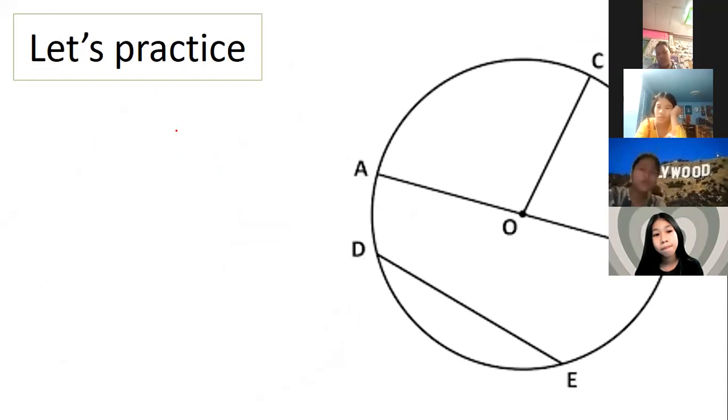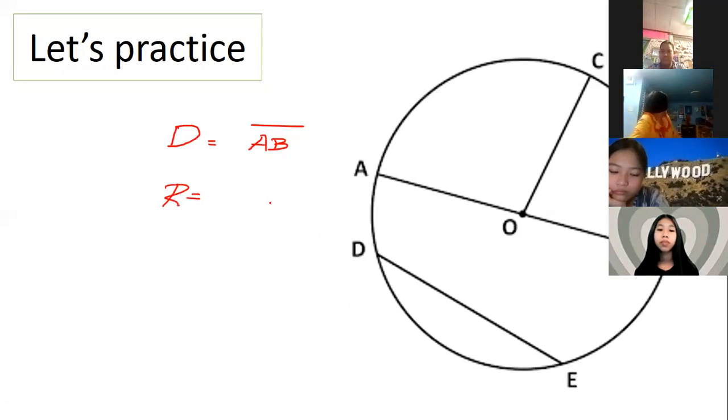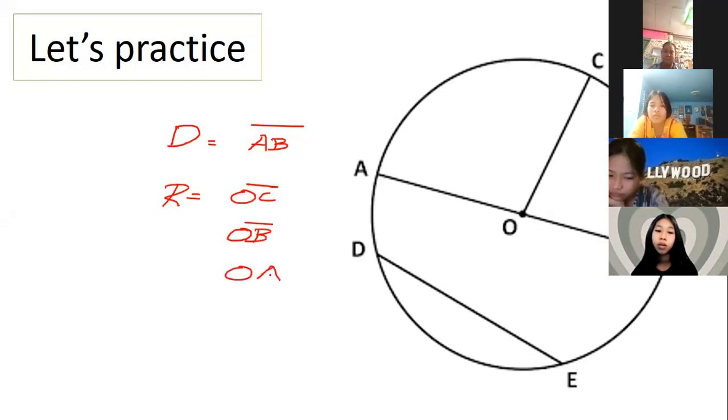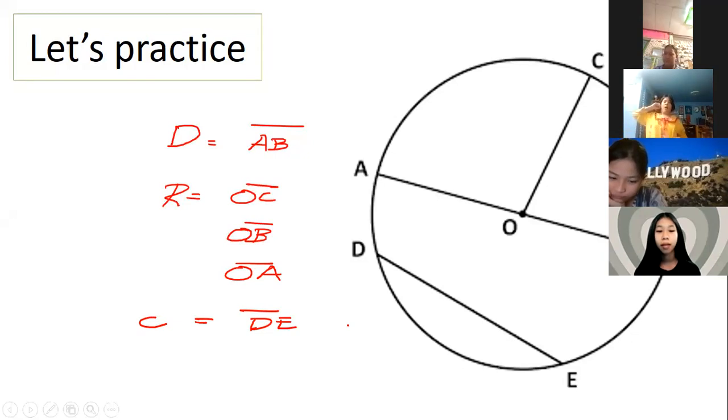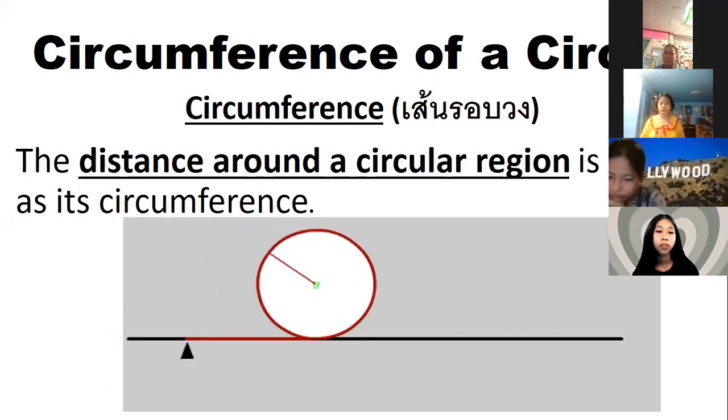So diameter here, let's put letter D. Diameter is line segment AB. Radius or radii, we have our 3: we have OC, we have OB, and we have OA. Our chord here, letter C, is line segment DE or line segment ED. All right? Now, let's talk about circumference of a circle.